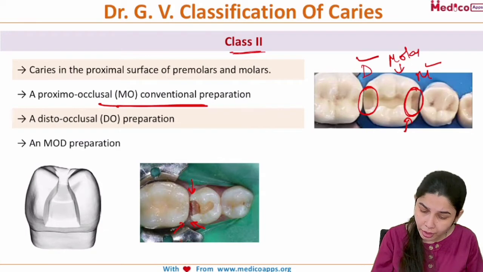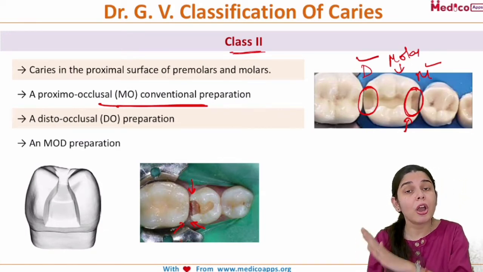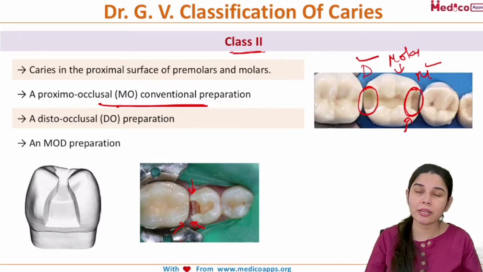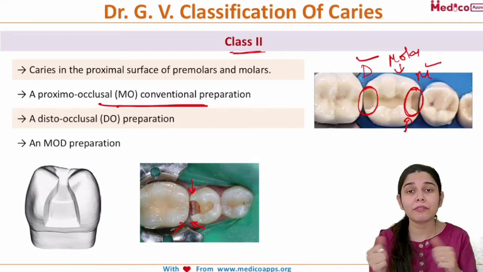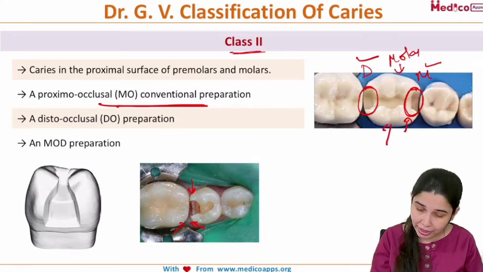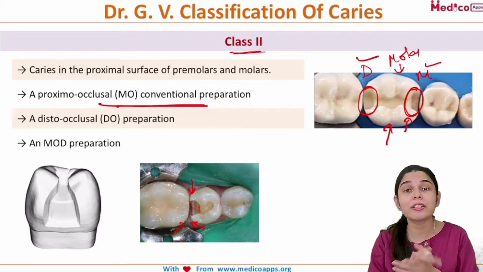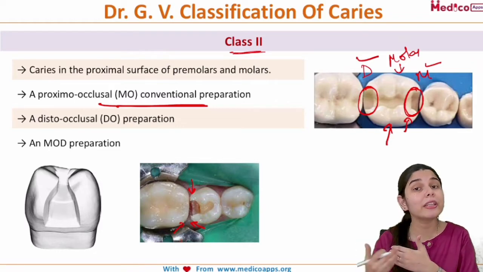Okay, so I hope this point is clear: if the mesial surface of the proximal contact is involved, what will you call it? If distal is involved, what will you call it? And if both the mesial and the distal surfaces are involved, in such cases, I hope you understood, it is called MOD, that is the mesio-occluso-distal preparation or caries.